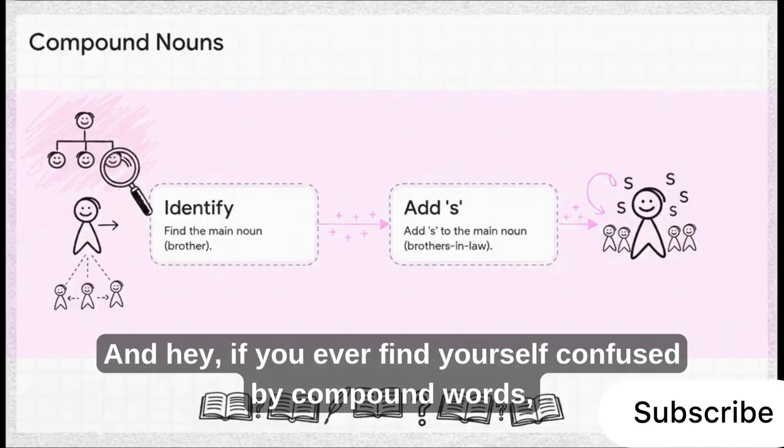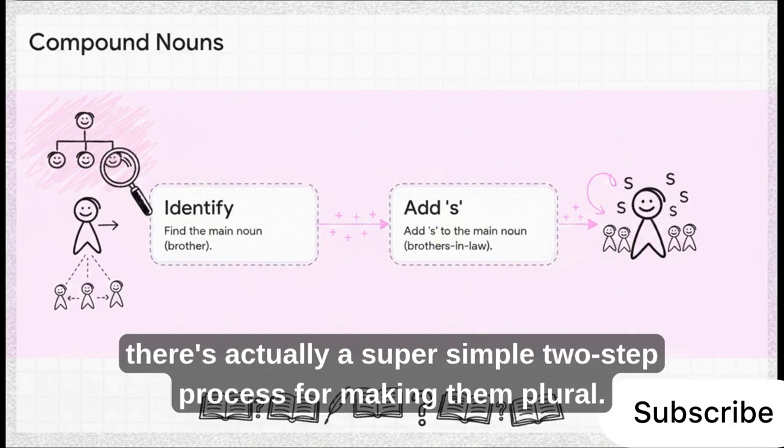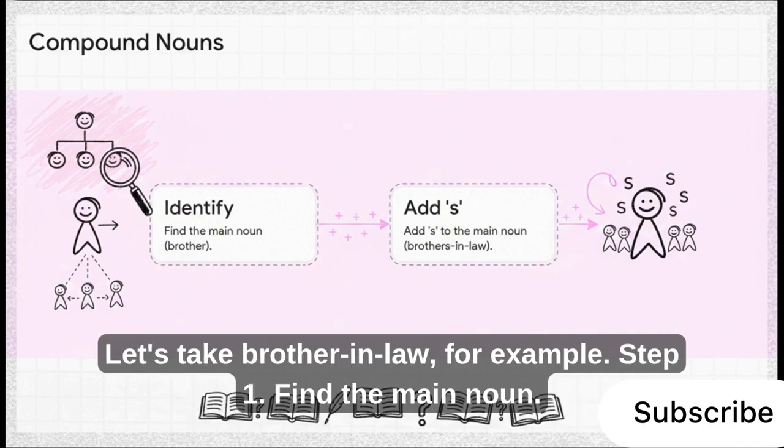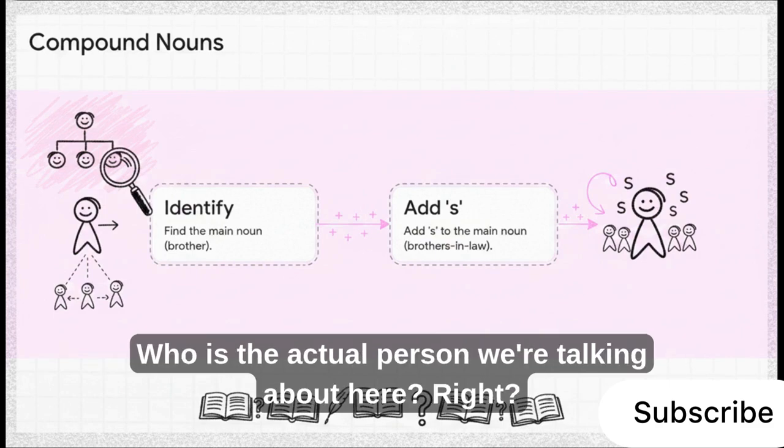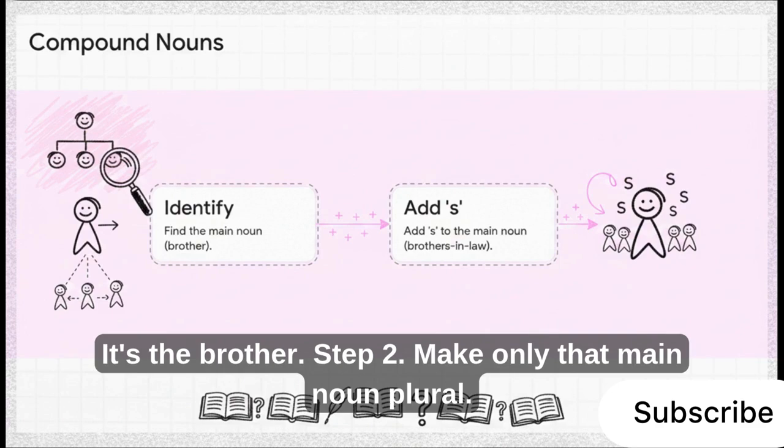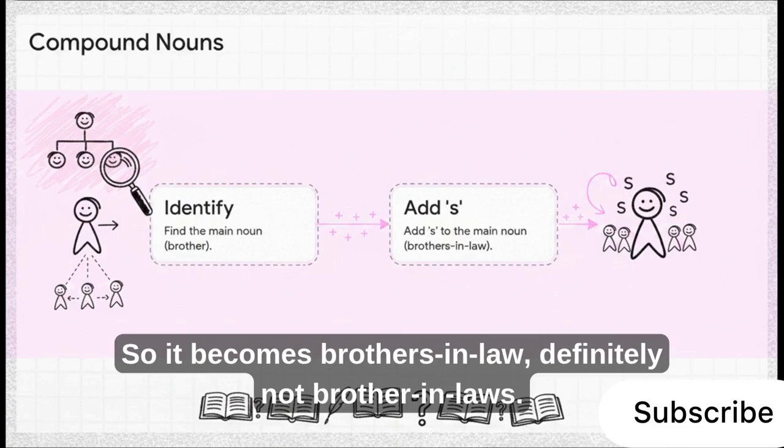And hey, if you ever find yourself confused by compound words, there's actually a super simple 2-step process for making them plural. Let's take brother-in-law, for example. Step 1, find the main noun. Who is the actual person we're talking about here, right? It's the brother. Step 2, make only that main noun plural. So it becomes brothers-in-law, definitely not brother-in-laws.